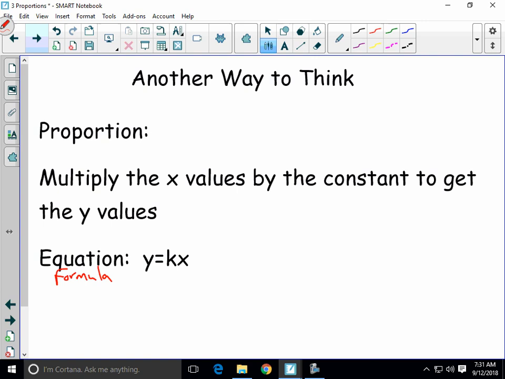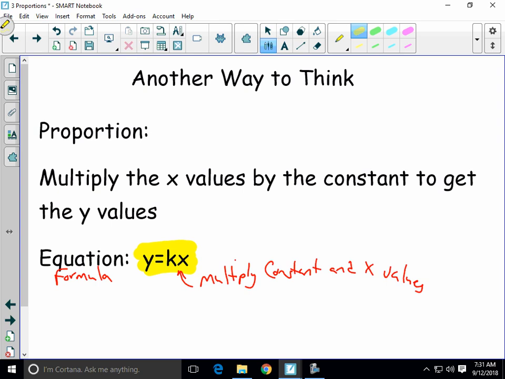This equation or this formula to write on the bottom, what it says is you multiply the constant times the x values. And it gives you the y values. Again, that formula is something you have to memorize. Y equals k times x.